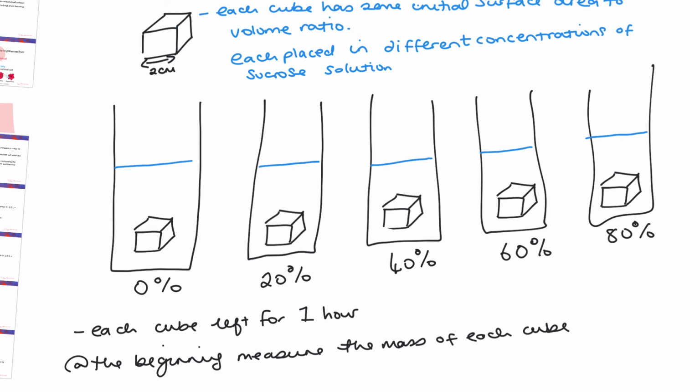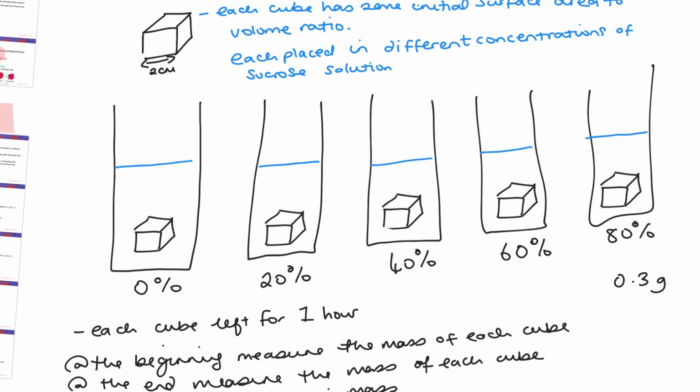At the end of the hour, the student then measured the mass of each cube. And then she recorded the percentage change in mass. How would you calculate percentage change in mass? In order to calculate percentage change in mass, you would divide the change in mass by the initial mass and multiply your answer by 100. For instance, if at the end of the hour one of the cubes had an increase in mass of 0.3 grams and the initial mass was 4.5 grams, you would do 0.3 divided by 4.5, and then you would times that by 100.